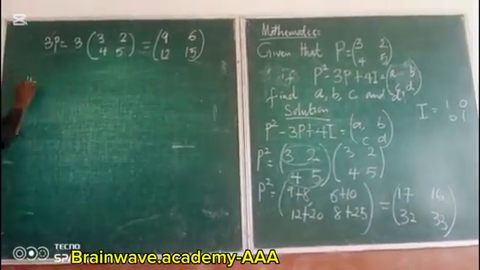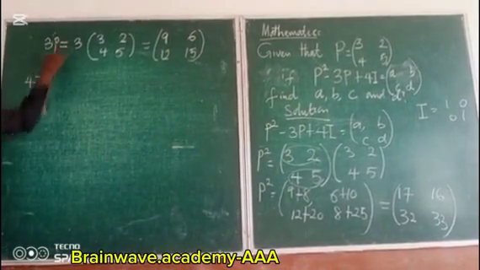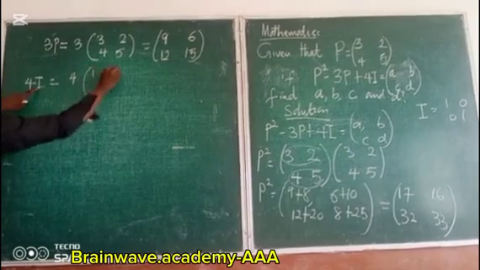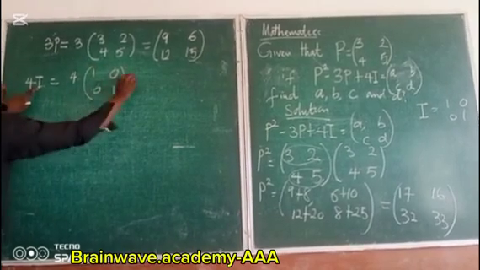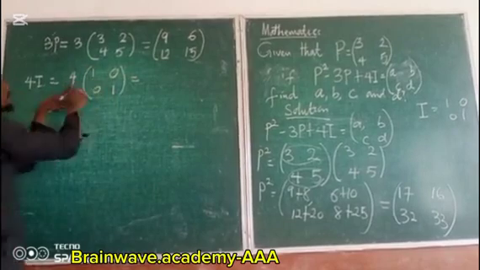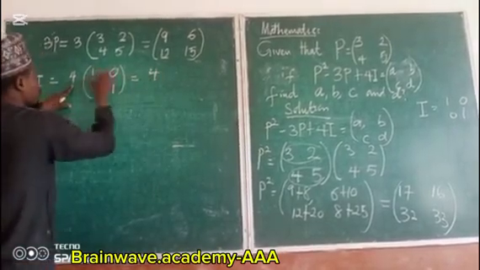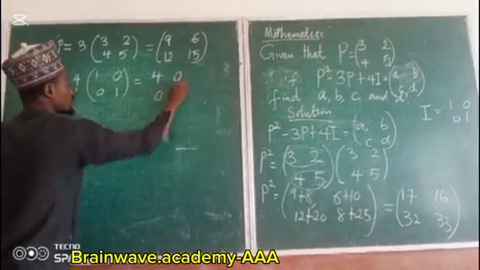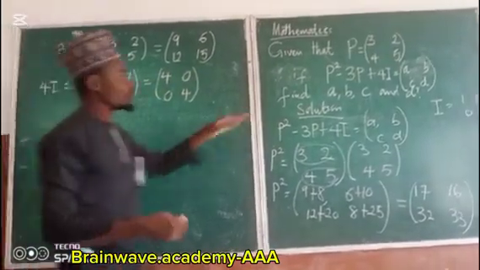What I need again is 4i. 4i, this is the equality sign. 4i is equal to 4, open bracket, I is 1, 0, 0, 1. So we multiply each member by what? 4. 4 times 1 is 4. 4 times 0 is 0. 4 times 0 is 0. 4 times 1 is 4. This is what I have. I'll get all what I need here.